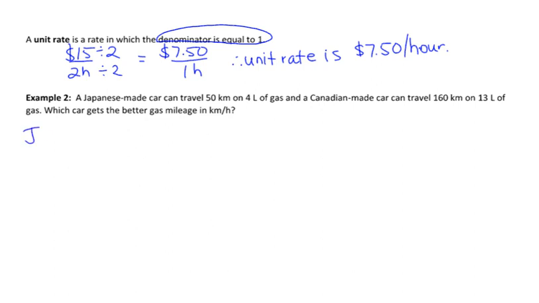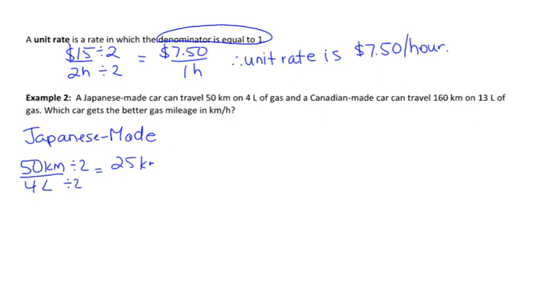So for the Japanese-made car, we have 50 kilometers to 4 liters. So we need to divide up these things by 2, 25 kilometers for 2 liters, but I need this to be as a denominator of 1 for my unit rate. 25 divided by 2 is 12.5 kilometers per liter. So that's my unit rate for that one.